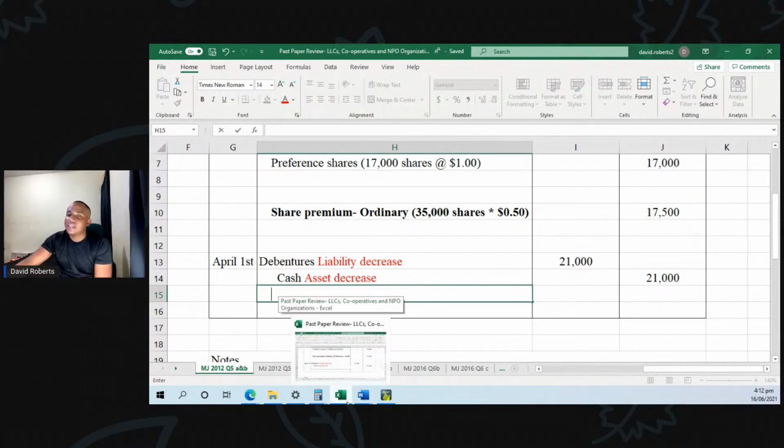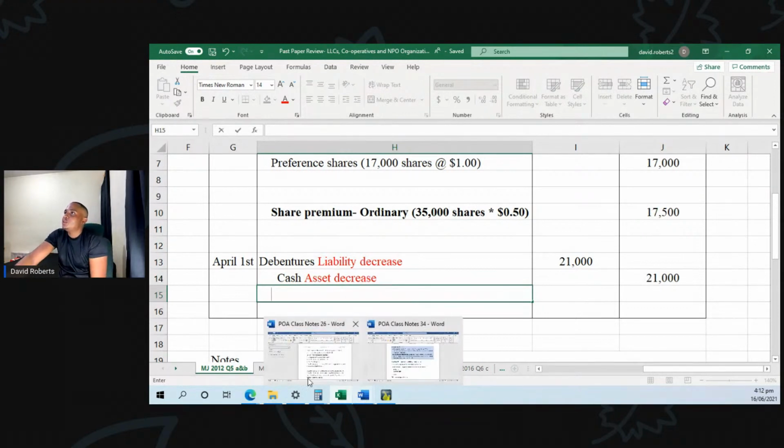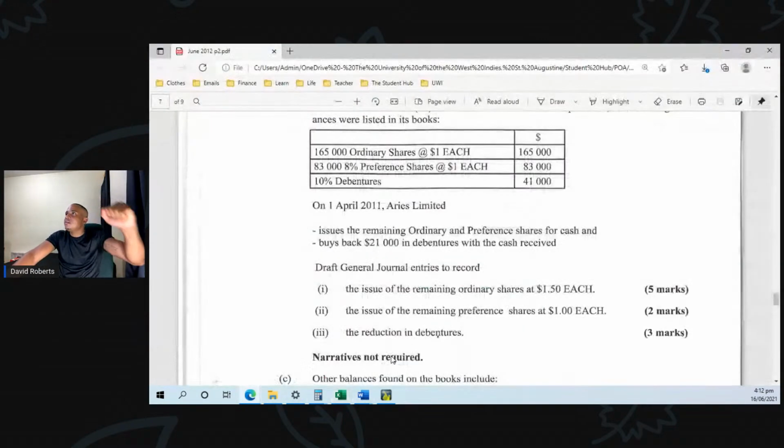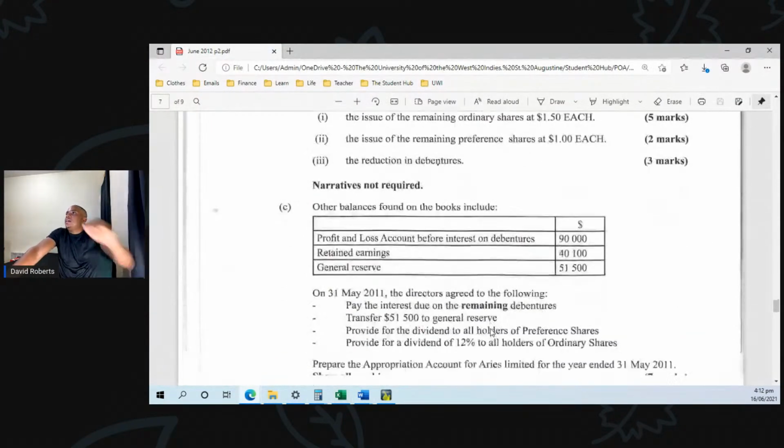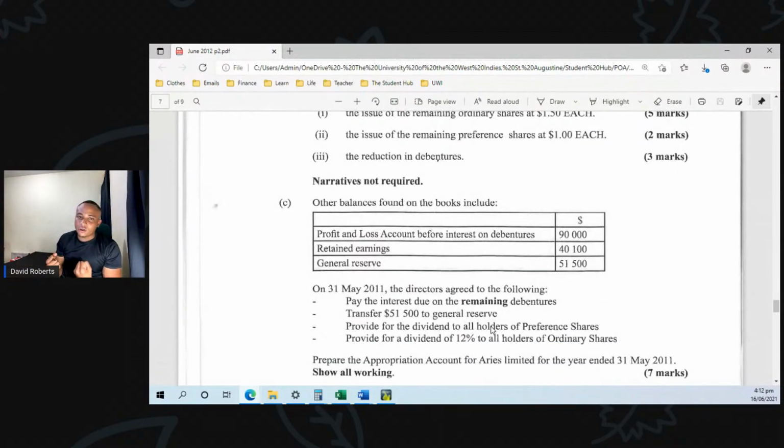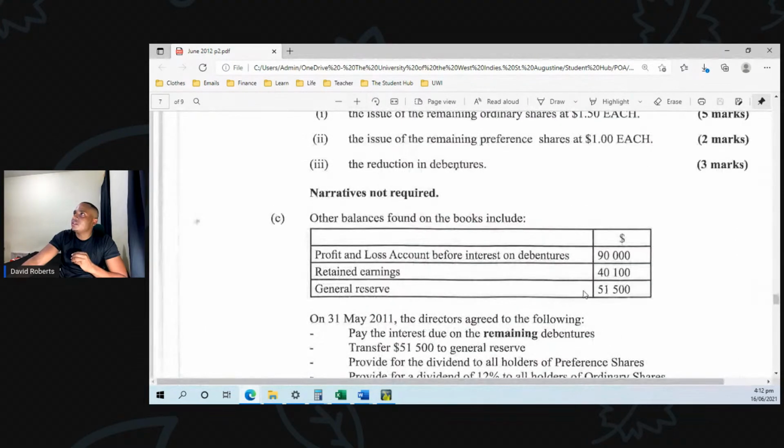So let's move on. Yes, we are going right into the appropriation account. This is the fun part. This is what we live for in the limited liability questions. So let's go. Once you're ready to tackle this appropriation account, we've got to mash this in.